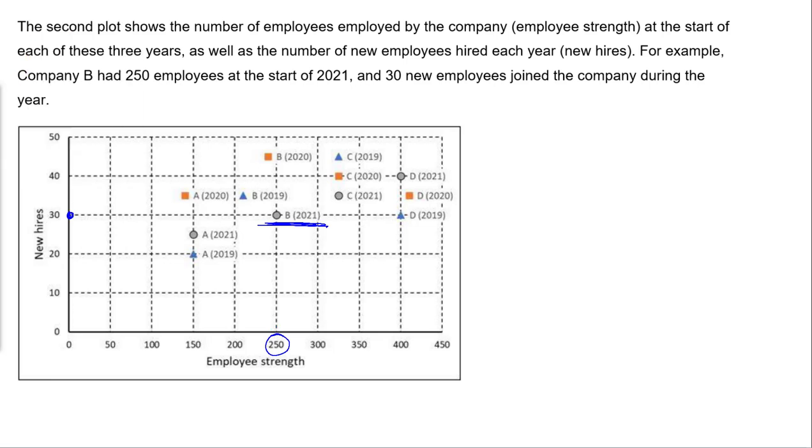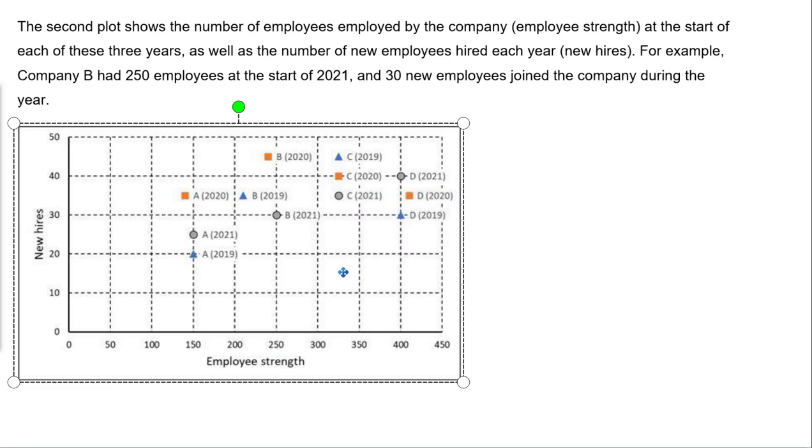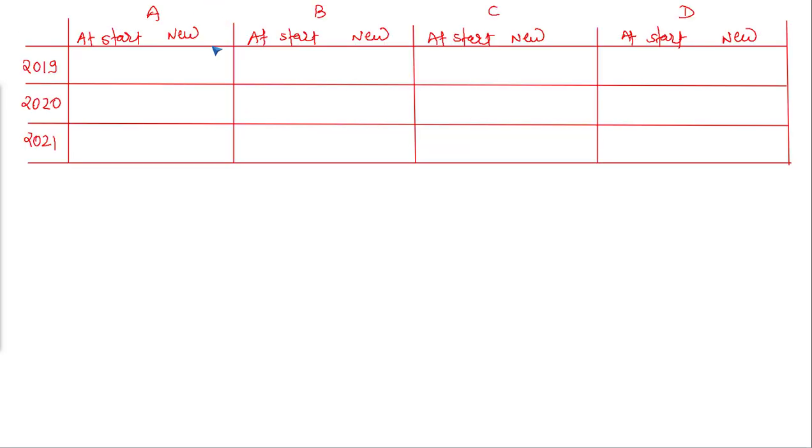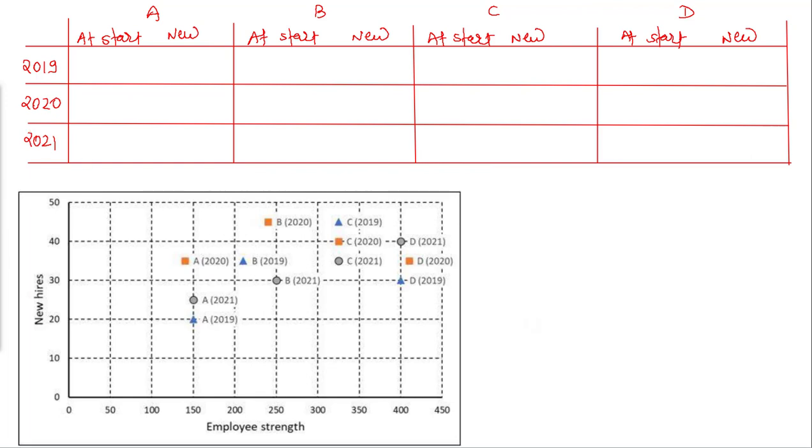So again, let's convert this plot into a table like this. Over here, 2019 data points are represented by using a triangle. The number of employees at the start is 150 and the newly joined is 20 for company A. For company B, it is 210 and 35 newly joined. For company C it is 325 and the newly joined is somewhere 45. And for company D it is 400 at the start, 30 newly joined, 430 then.